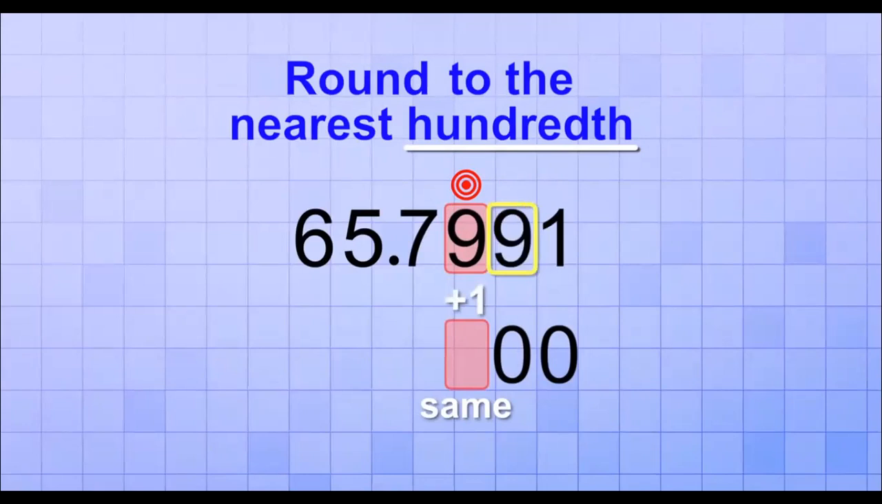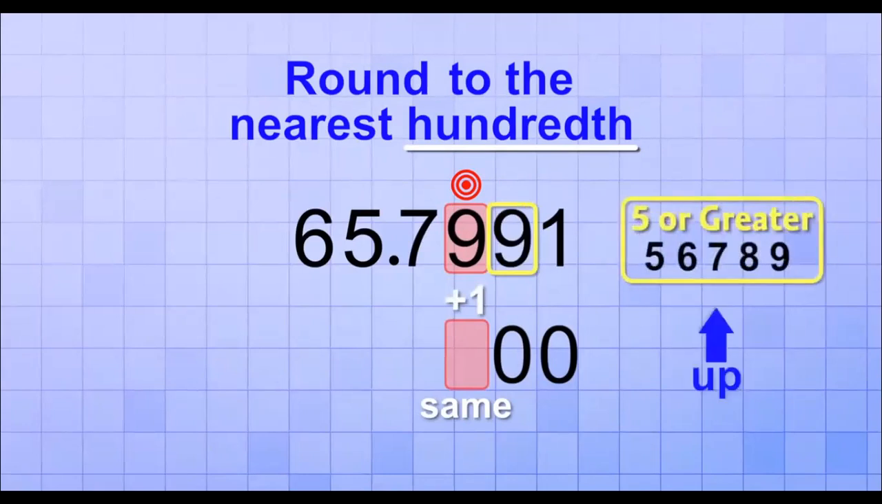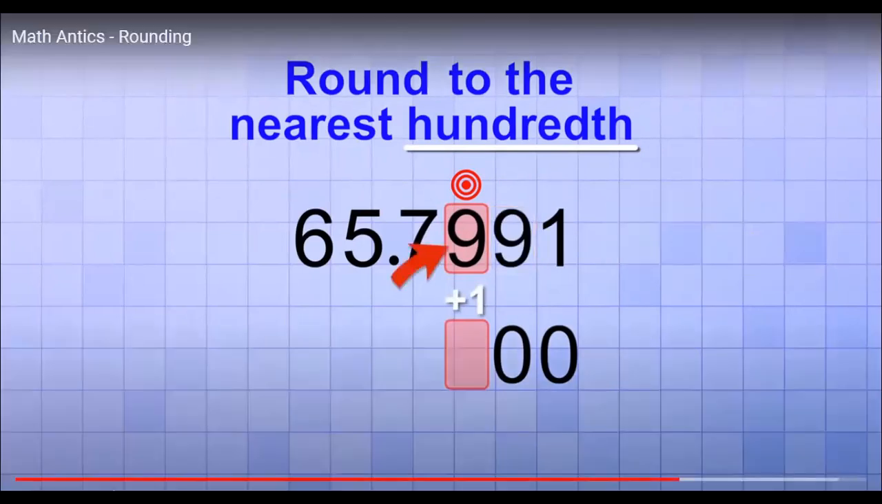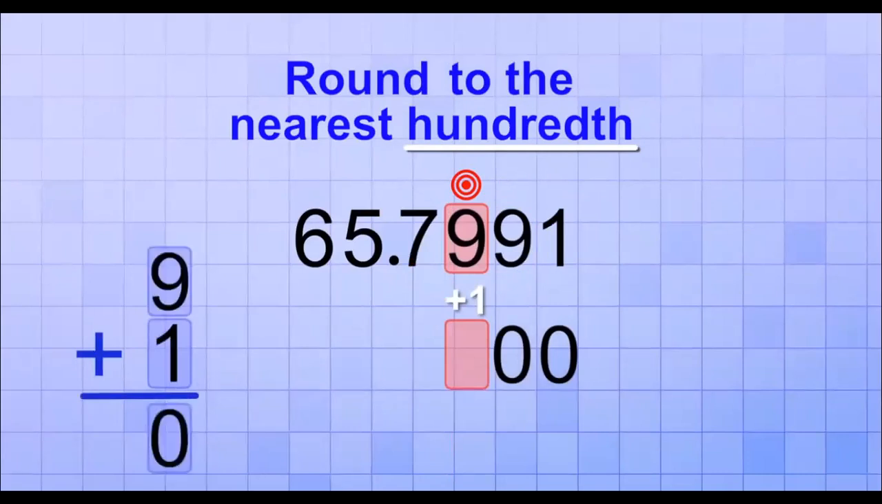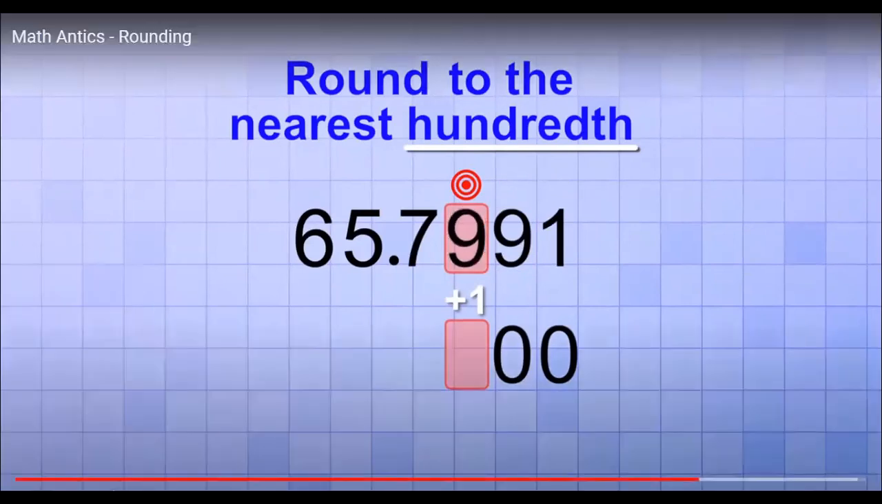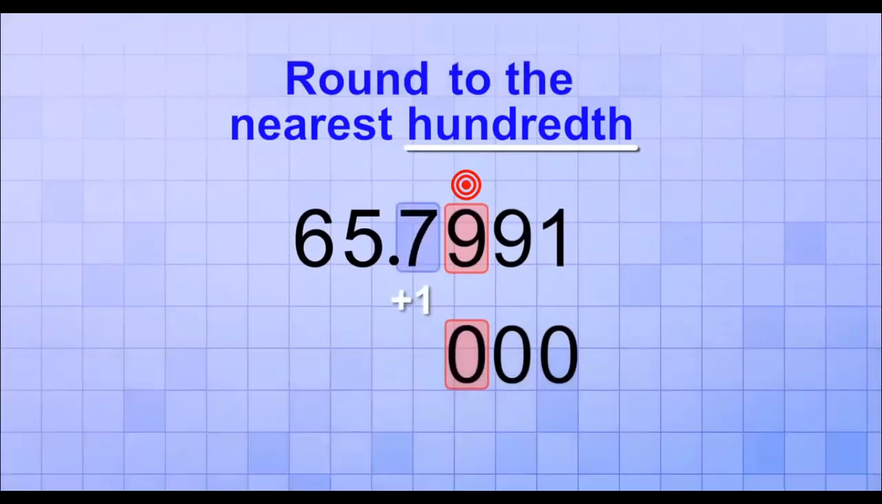It's a 9 also, so we'll definitely be rounding up. But since the target digit is already a 9, raising it by 1 is a little more complicated. When you add 1 to a digit that's already 9, you need to change it to 0 and increase the digit in the next bigger number place by 1. So that means that our target digit will become 0, and we need to increase the digit in the next bigger number place. That digit is a 7, so we'll increase it to an 8.